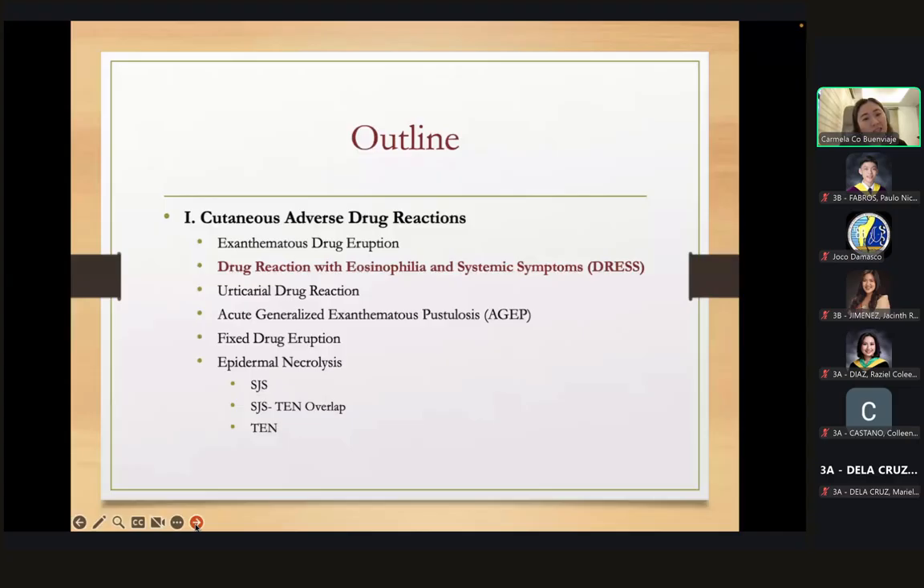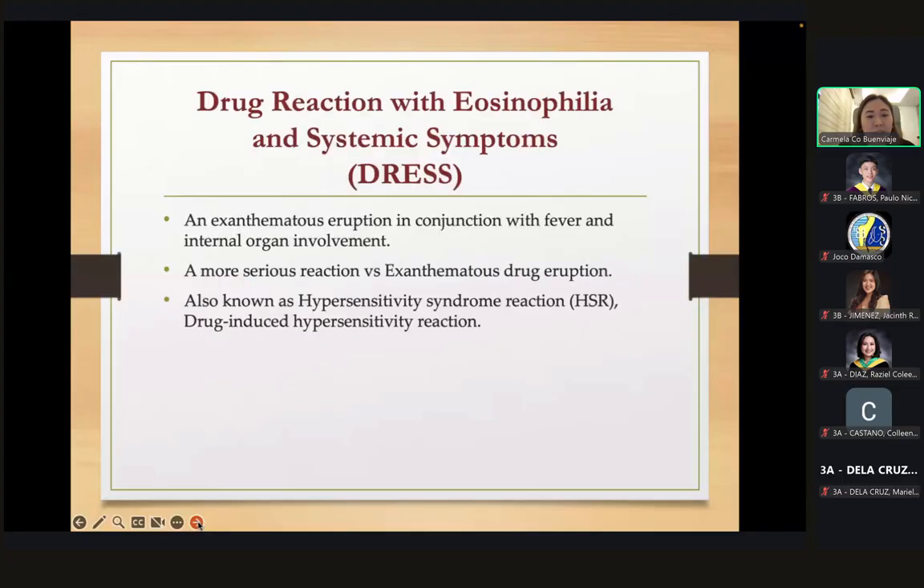Okay, so next on our list would be drug reaction with eosinophilia and systemic symptoms. So let's just call this DRESS. For DRESS, it's also an eczematous eruption but this time in conjunction with fever and internal organ involvement. This is a more serious reaction versus exanthematous drug eruption. It is also known by other names such as hypersensitivity syndrome reaction, drug-induced hypersensitivity reaction, and others.